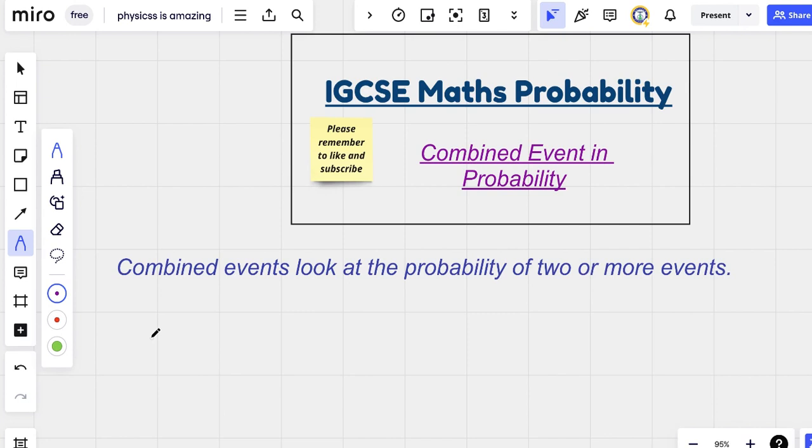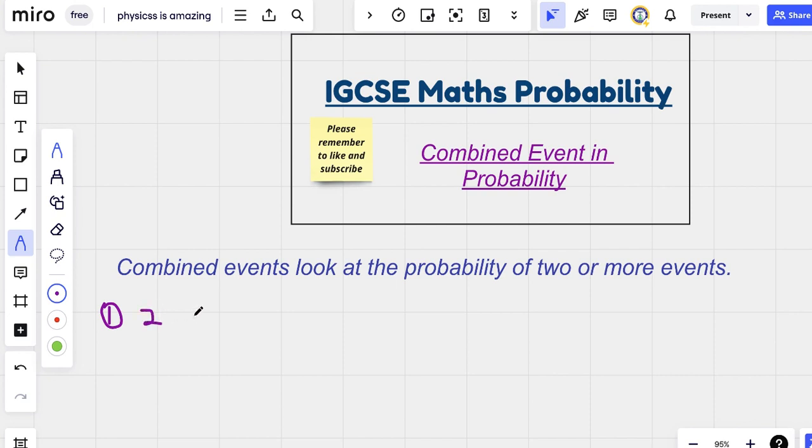Here we say question 1. Two coins are tossed. In this case we're looking at two different coins. So we're combining a coin and another coin. That's why it's a combined event. We're not saying just a coin. Two coins are tossed.